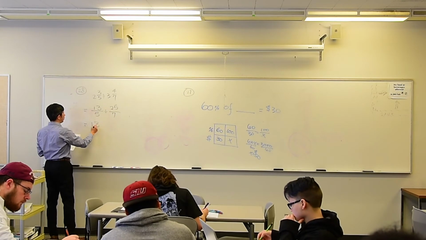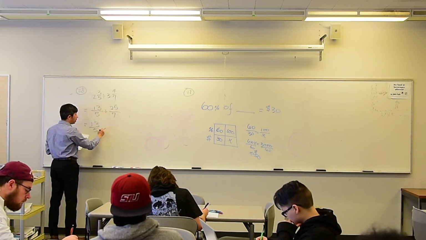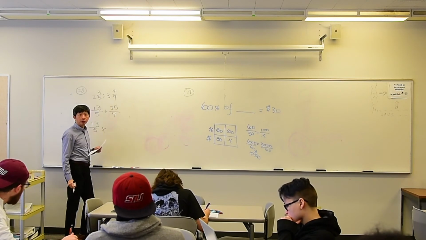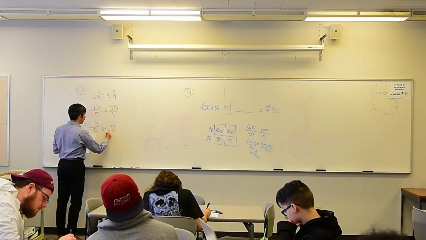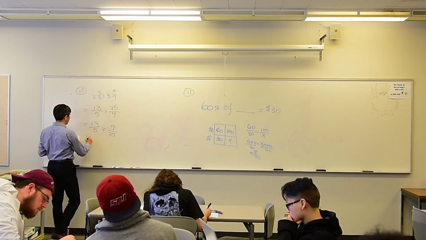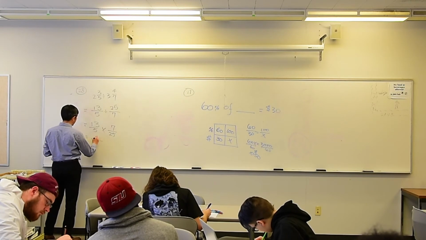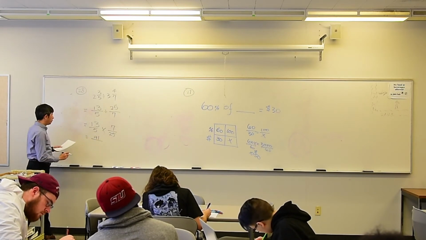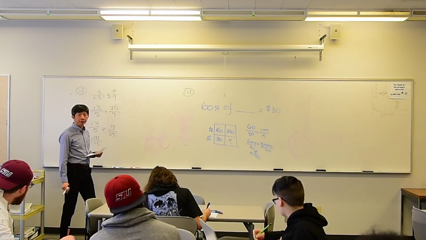Then, once we're taking care of the issue of divide, change into multiply, then we can do this, right? So therefore, we have 13 over 5 times 7 over 25. 13 times 7, 91. 5 times 25, 125. Is that clear?